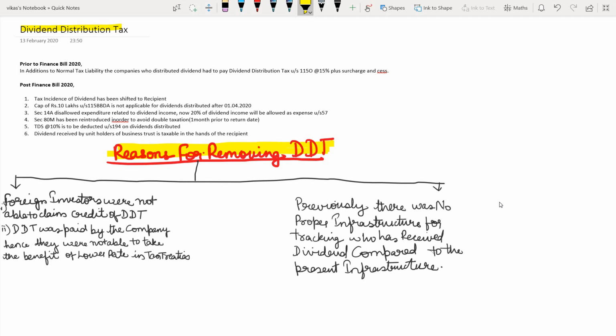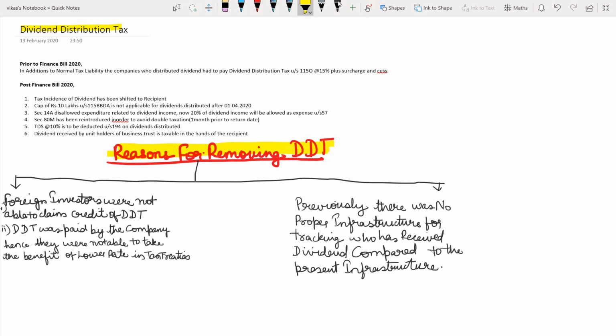Before that, dividend distribution tax was not there, meaning the incidence of tax previously was on the recipient. Prior to 2003, the incidence of tax was actually on the recipient. However, in 2003, the dividend distribution tax concept was introduced. So what are the main reasons for again removing the dividend distribution tax?